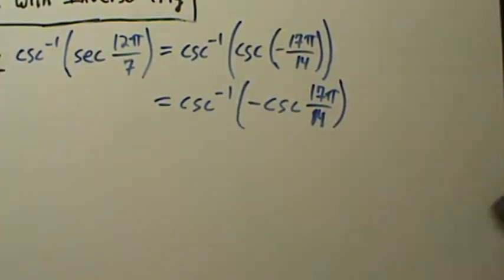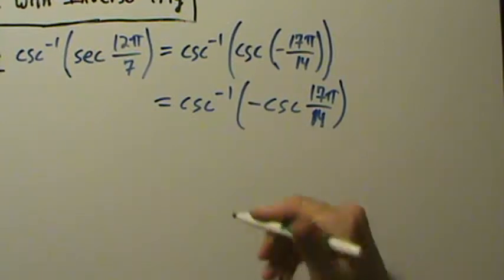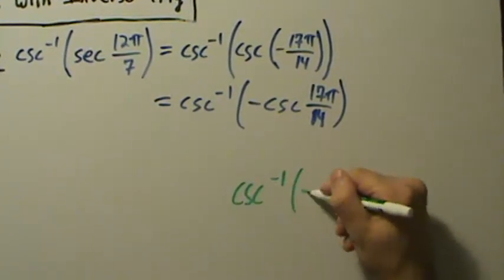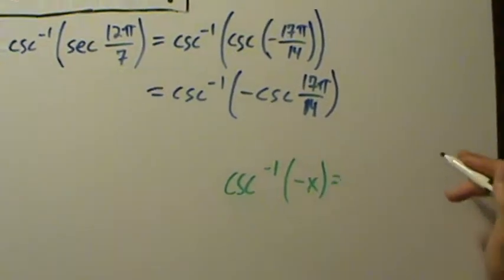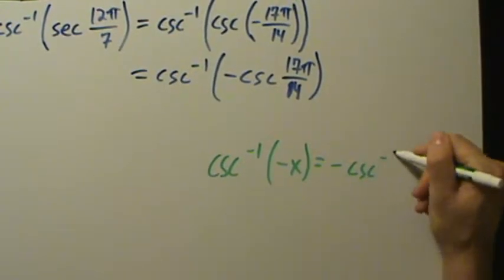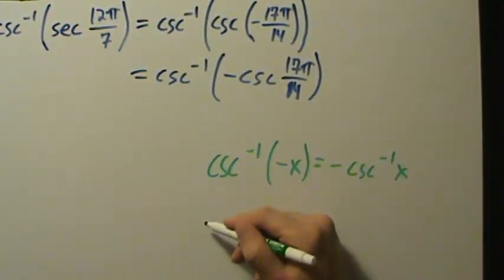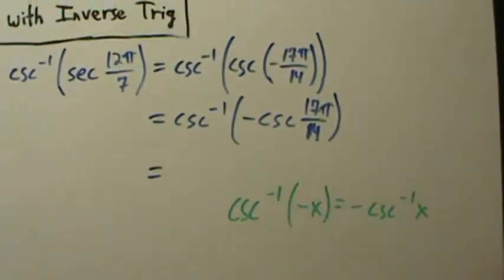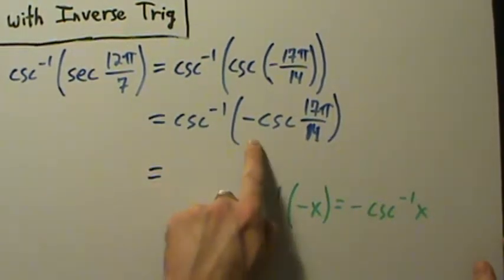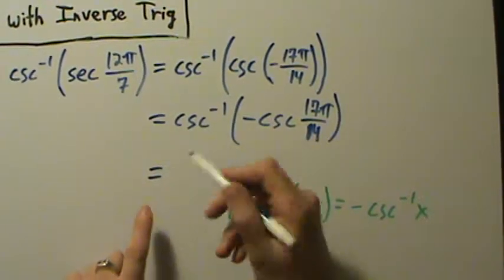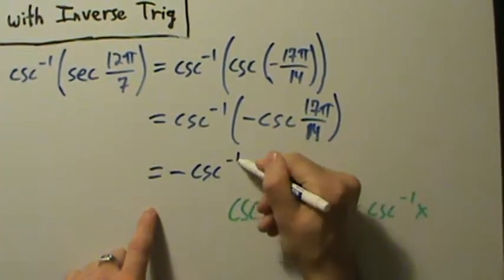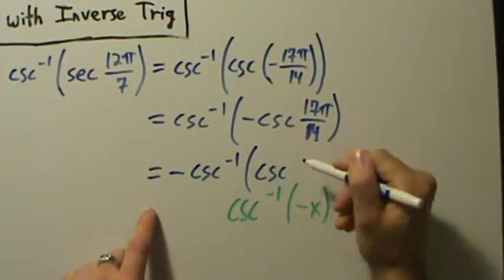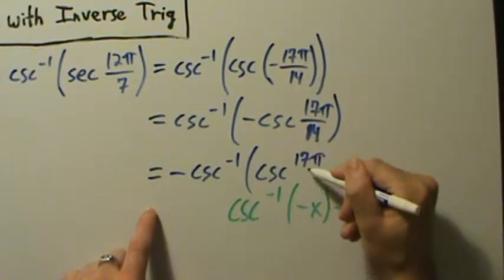Okay, inverse cosecant is also odd. So therefore, inverse cosecant of negative x equals negative inverse cosecant of x. So specifically in this case, inverse cosecant of negative cosecant 17 pi over 14 is negative cosecant inverse of cosecant 17 pi over 14.